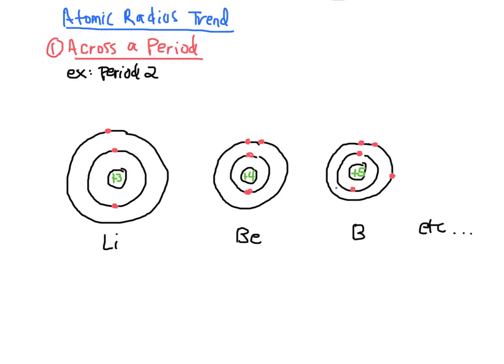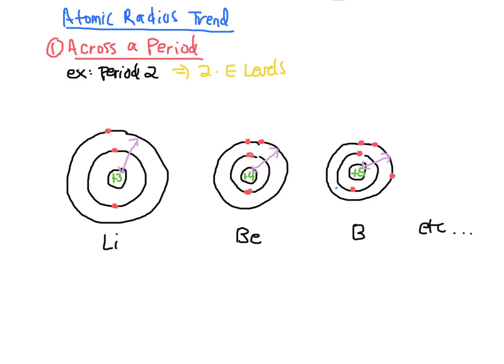So they all have 2 energy levels, which might make you think that they would have the same atomic radius. But the fact is that they don't. They have different atomic radii. Lithium's atomic radius is actually bigger than beryllium's. Beryllium's is a little bit smaller, and then boron's is even smaller, and as you go across the table, you get smaller and smaller radii.